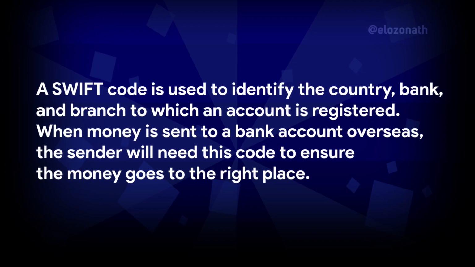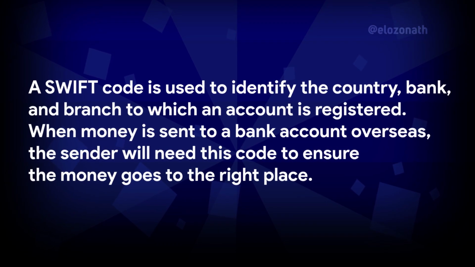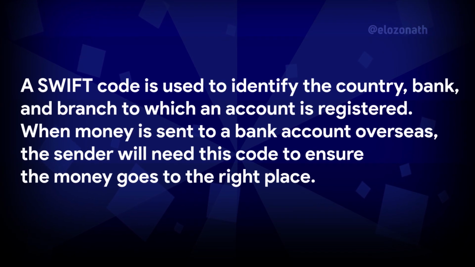Thirdly, one of the reasons might be that you didn't provide a SWIFT code, or the one you provided is invalid. Now talking about SWIFT code, a SWIFT code is used to identify the country, bank, and branch to which an account is registered. The sender will need this code. In this case, AdSense or Google will need this code to ensure that the money gets to the right place. A SWIFT code is also known as BIC, that is Bank Identifier Code.